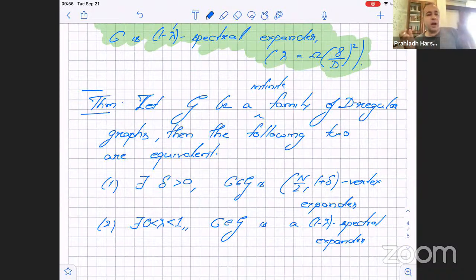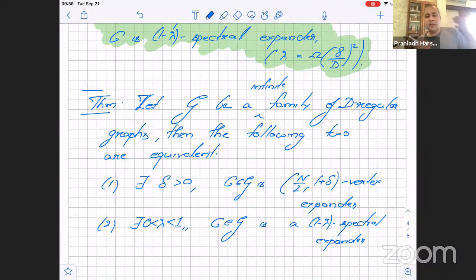Spectral expansion is a more analytic property. It's the gap between the second largest eigenvalue and 1, and the least eigenvalue and -1. It's the minimum of these two gaps. That's the spectral gap. And what we're seeing is that these two things qualitatively imply each other. If there is a spectral gap, then the corresponding graph is a vertex expander. If the graph is a vertex expander up to sets of size n by 2, then it's also a spectral expander.